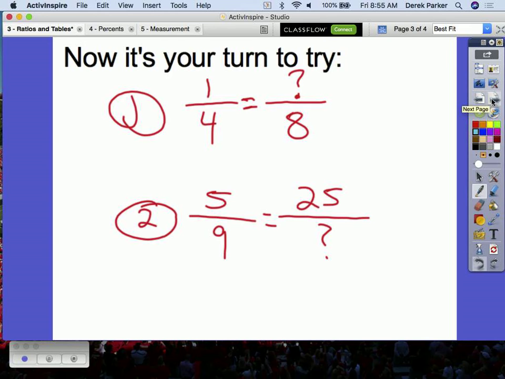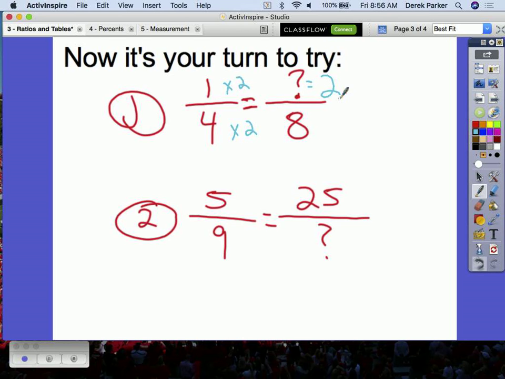Now here are a few examples. As you can tell, the question mark is now in the numerator. So I'm not going 1 to the question mark, I'm going 4 to 8. And I think to myself, how did I get from 4 to 8? I multiplied by 2. Whatever I did to the denominator, I also do to the numerator. My missing value is 2.